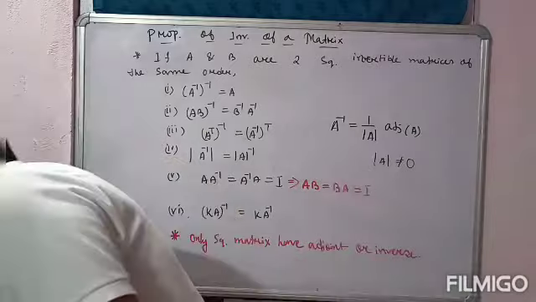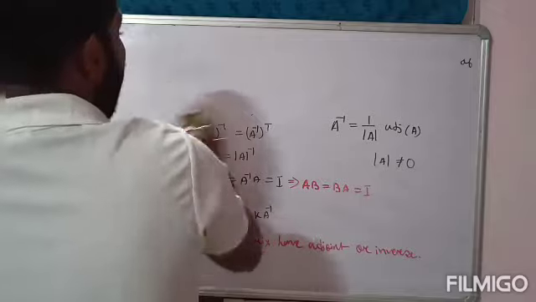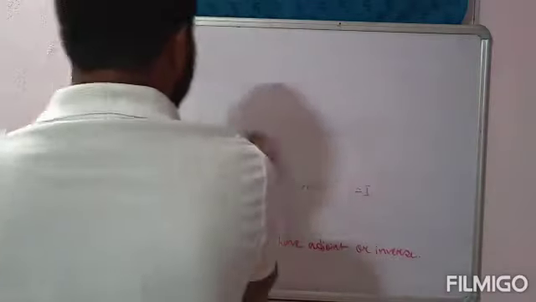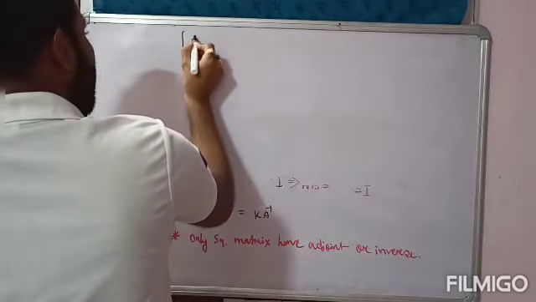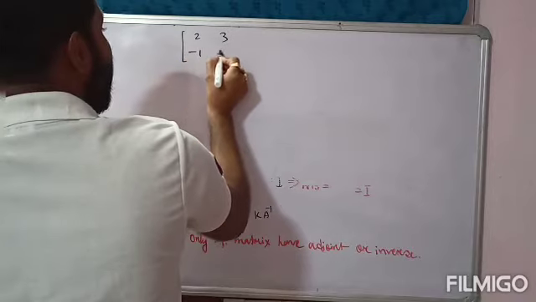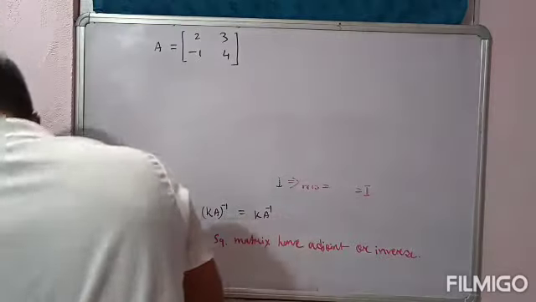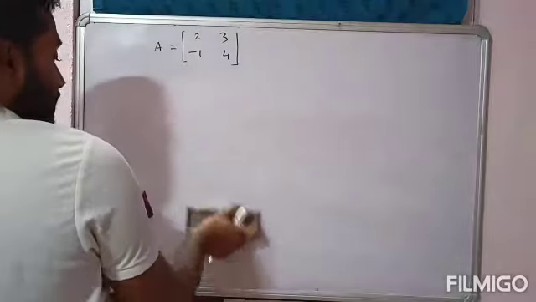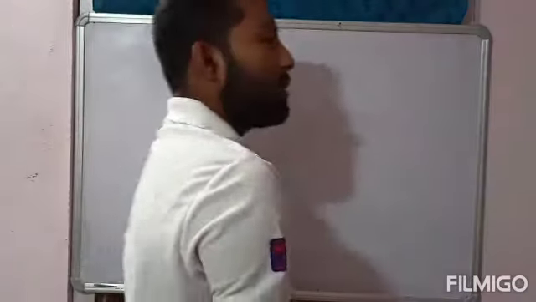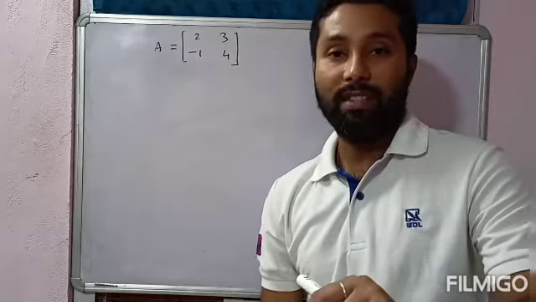Let us take one example. Find the inverse of the matrix, say A is equal to [2, 3; -1, 4]. Okay, so in order to find the inverse, first of all you have to check whether the matrix is a square matrix or not. Yes, it is a square matrix. So since it is a square matrix, that means we can find inverse.